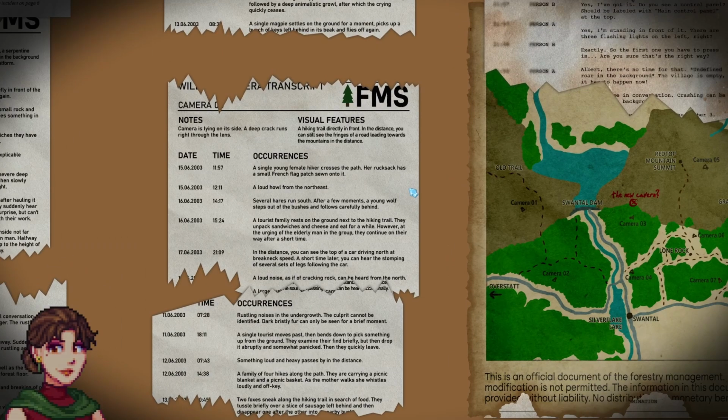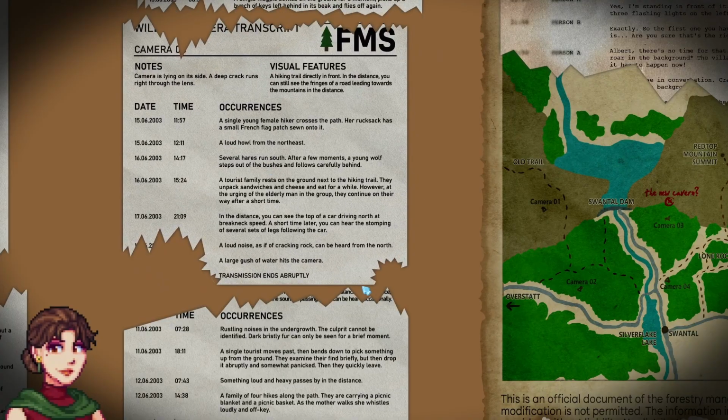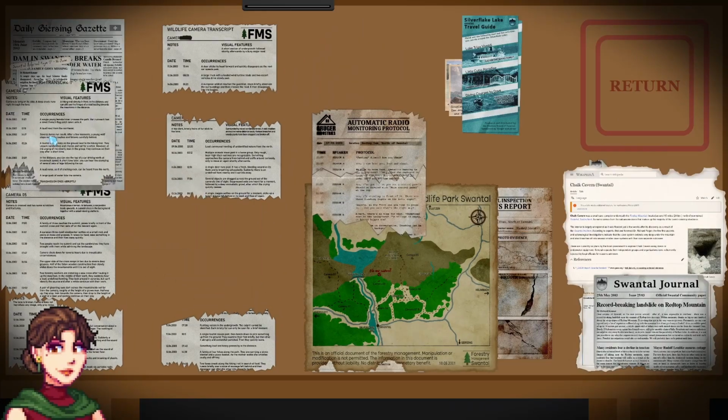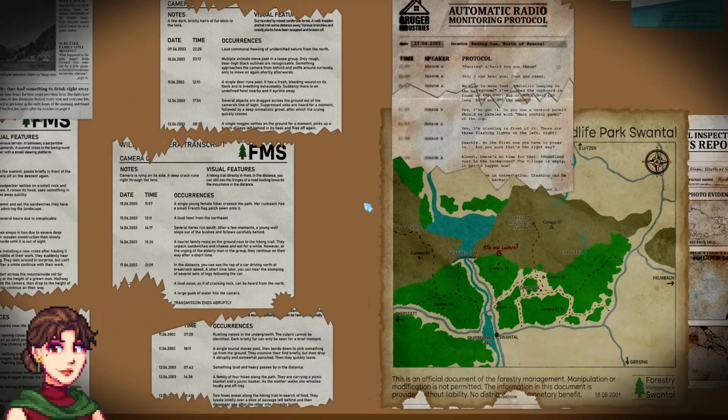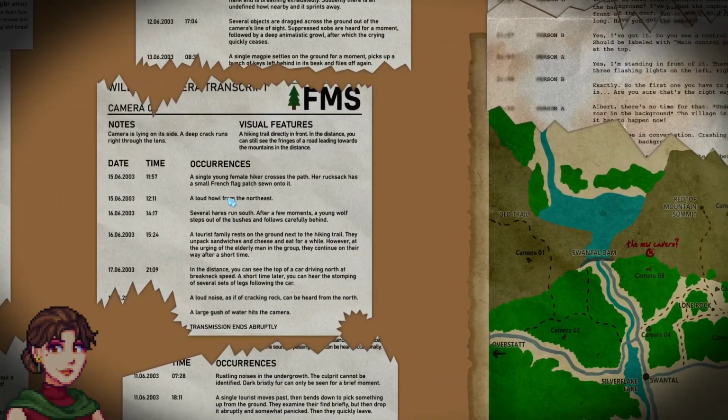Family of 4. And a few more hikers. Yep, so this was... I think the crying human was her. Otherwise it doesn't coincide with when they were there.